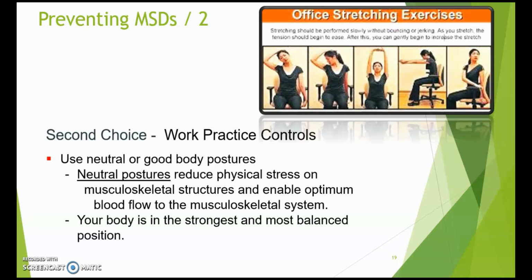Second choice, again, work practice controls: use neutral or good body postures. Neutral postures reduce physical stress on musculoskeletal structures and enable optimum blood flow to the musculoskeletal system. Your body is in the strongest and most balanced position. Here we have an image with some basic office stretching. The image says, stretching should be performed slowly without bouncing or jerking. As you stretch, the tension should begin to ease. After this, you can gently begin to increase the stretch. That's a few things that we can do to prevent further injury.